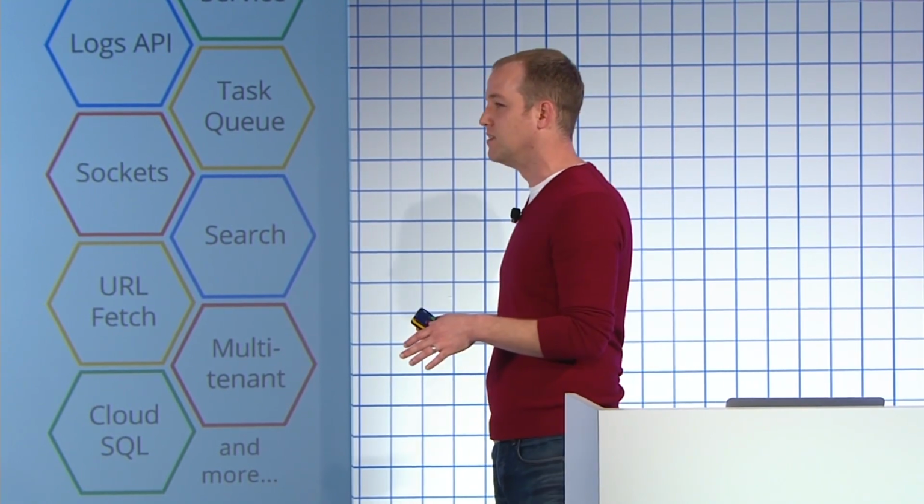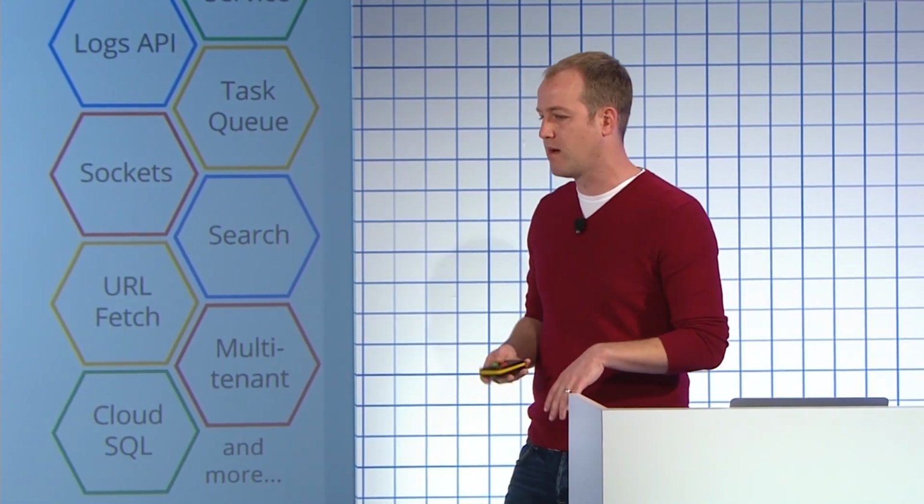So we give you a data storage service for persistent storage. We give you a memcaching service to allow you to rapidly cache information so you're not always making trips back to the data store. We give you URL fetch, sockets. There's a ton of other services that come out of the box on App Engine, and these are really the building blocks for your application.